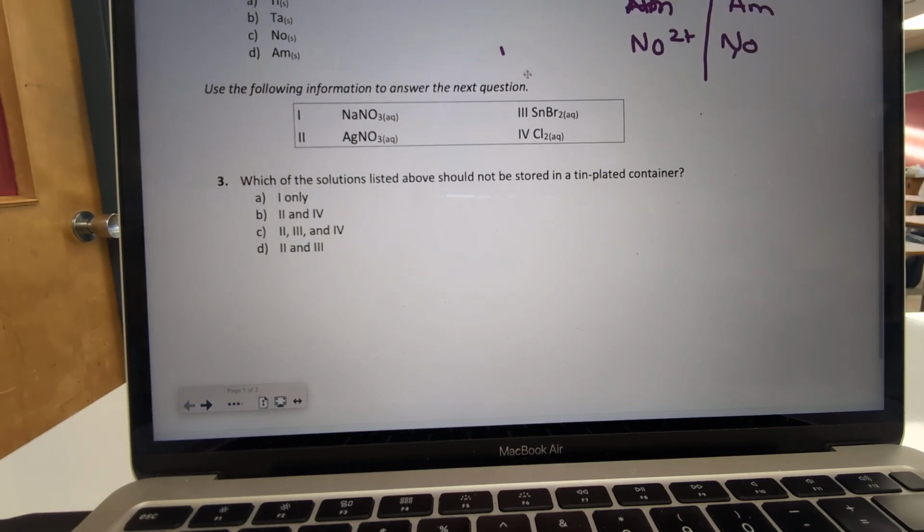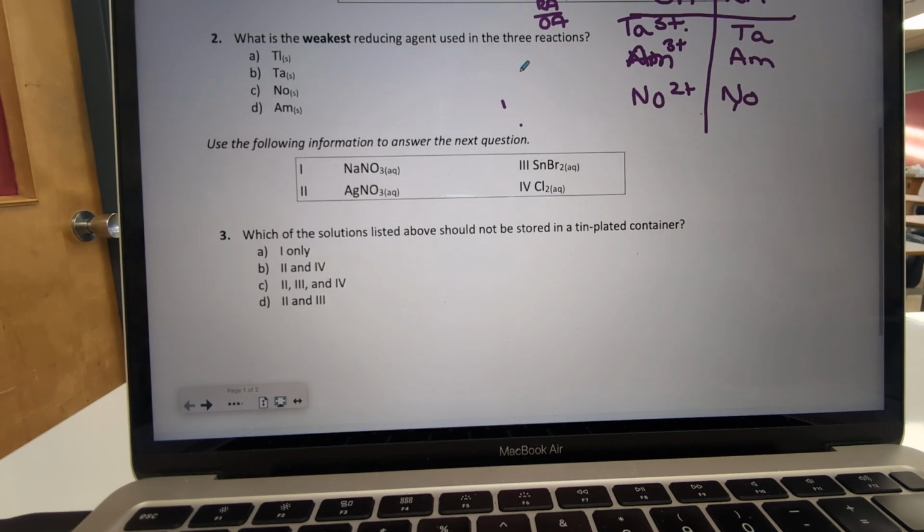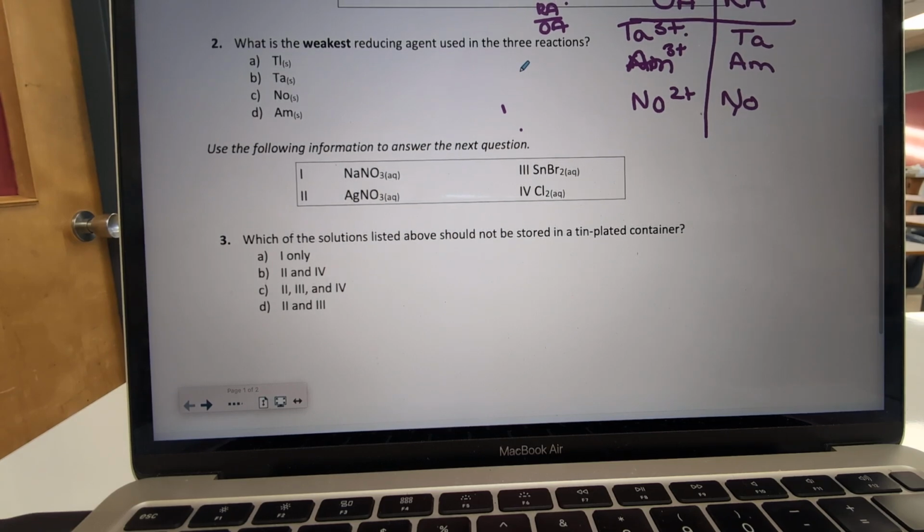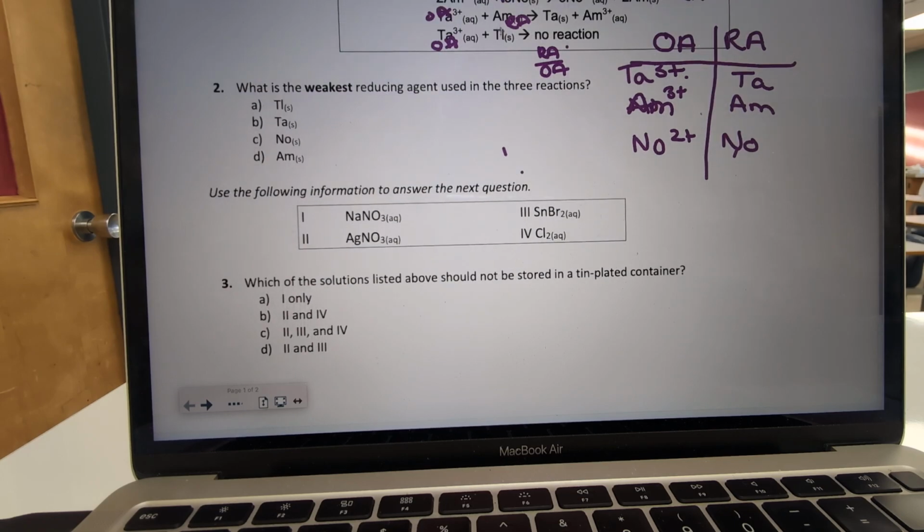Now this last reaction says no reaction, as we talked about already. That means that your RA is higher than your OA. It's non-spontaneous, so we'll have to just assume what's happening. So Ta3 positive, again, would want to gain. Positive charges want to gain electrons. Reduction involves gain, so that would be an OA, making the other one an RA.